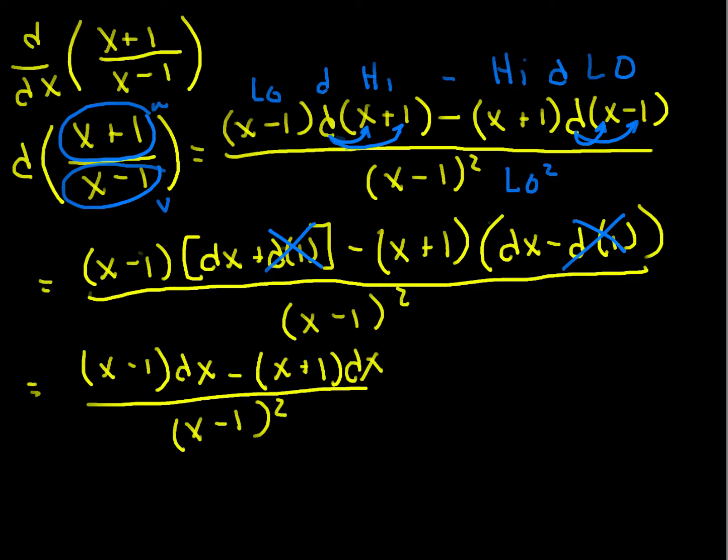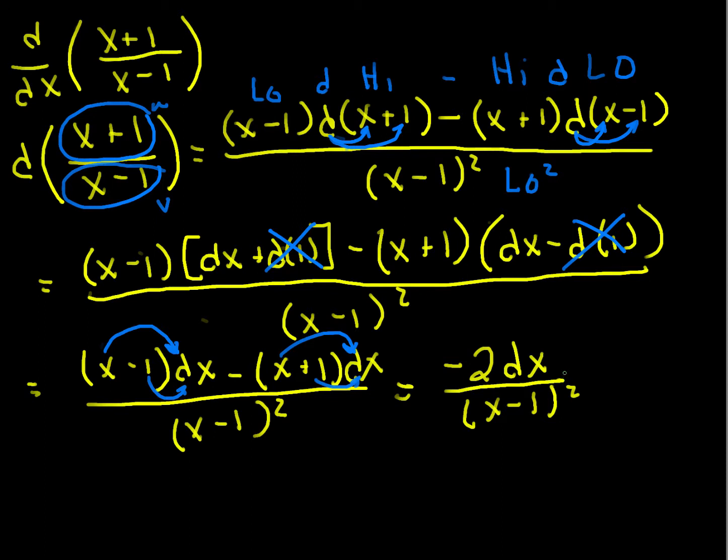And we could clean this up a little bit. When we distribute through, we'll have a positive x dx, and we'll be subtracting a negative x dx. And here we'll have a negative 1 dx, and we'll also have another negative 1 dx. So the numerator algebraically simplifies to simply negative 2 dx. And the denominator is x minus 1 squared. So that's what the differential of x plus 1 over x minus 1 is.